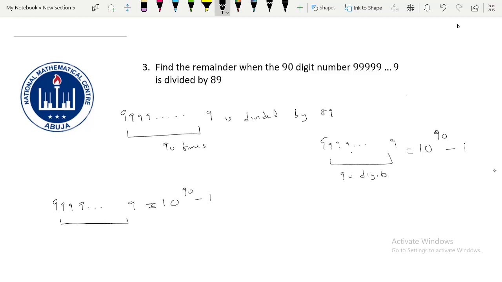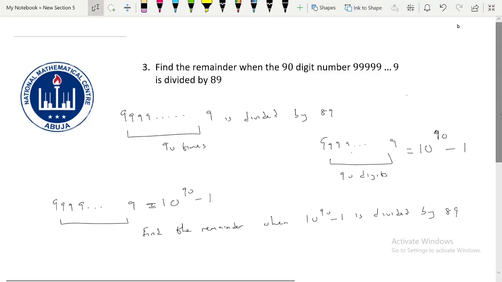So when I divide this by 89, I'm going to find the remainder when 10 to the power 90 minus 1 is divided by 89. This is the new problem now, which is easier to control. From now on we're going to use the knowledge of congruences, modulo.